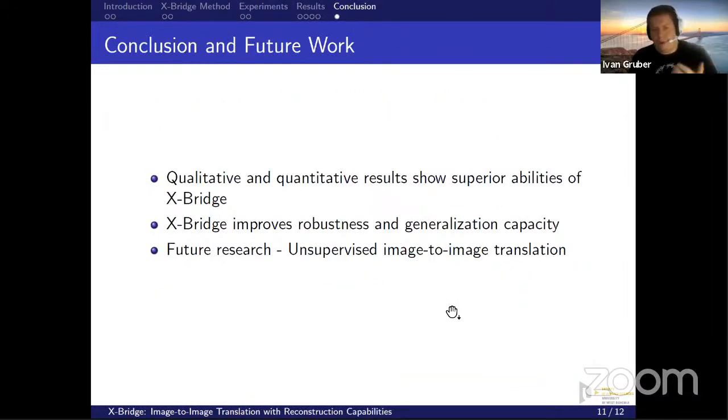And so to conclude, we presented a novel supervised method, which outperformed other tested methods in qualitative and also in quantitative results. We also argue that XBridge improves robustness and generalization capacity.